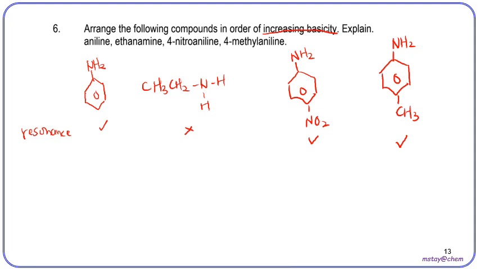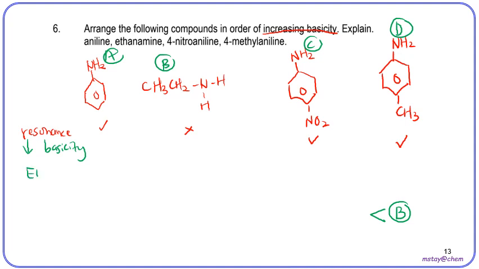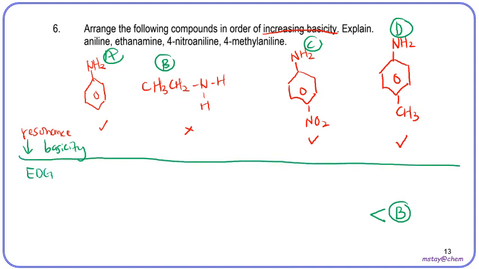But as we know, resonance will decrease the basicity. So among these four, A, B, C, and D, we already get the idea that B does not have the resonance effect, so B is the most basic. Then now we will look at EDG. A does not have EDG. B has EDG, but we can ignore it because we already have the position for B. C does not have EDG, and D, yes, has the EDG.